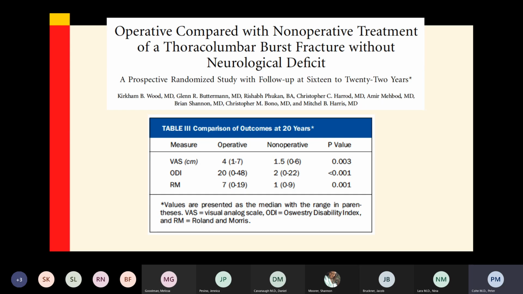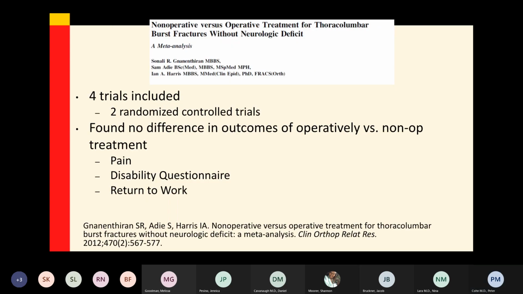And in terms of the outcomes, at least in this study, they found that the non-operative patients were actually doing better in terms of their health-related quality of life scores. And this has been sort of backed up by other studies. This was a meta-analysis, including 4 trials, including the one I just mentioned. And again, they found that in patients treated for thoracolumbar burst fractures without neurologic deficits, when comparing operative versus non-operative treatment, pain, disability, and return to work were all equivalent in their long-term follow-up.